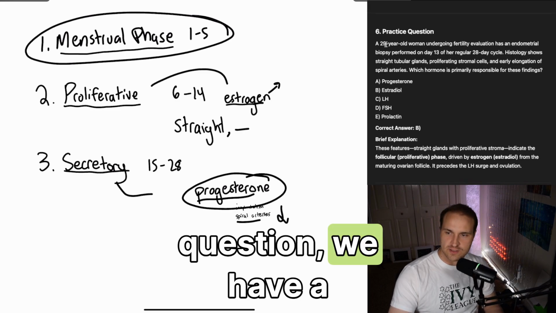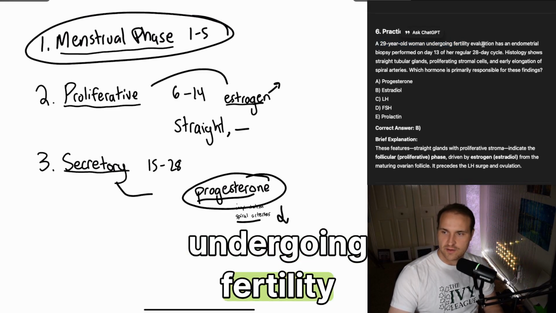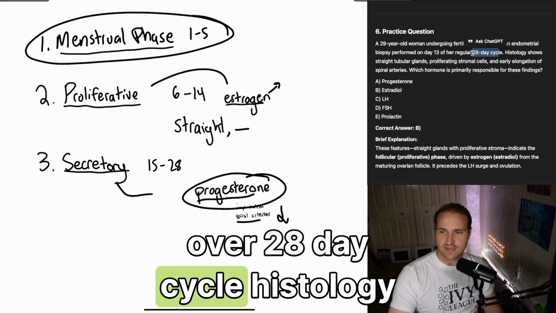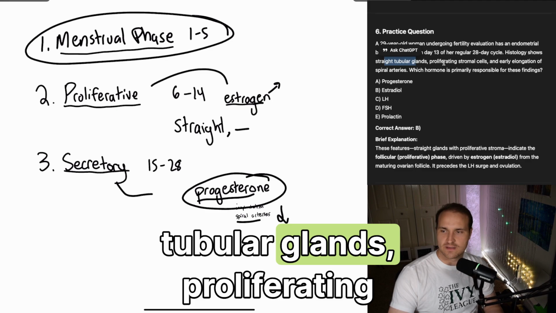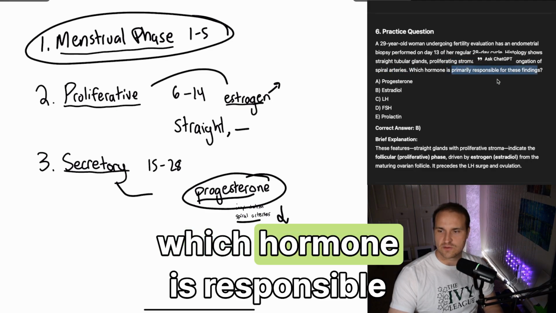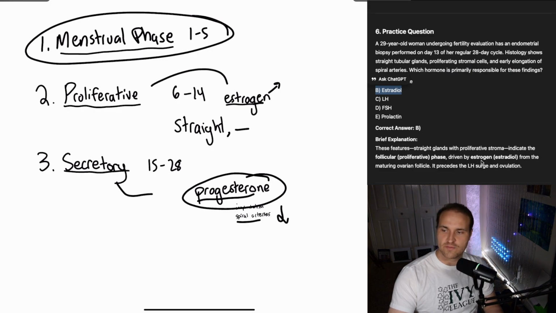So in our practice question, we have a 29-year-old woman undergoing fertility evaluation with an endometrial biopsy performed on day 13 of her 28-day cycle. Histology shows straight tubular glands, proliferating stromal cells, and early elongation of spiral arteries. Which hormone is responsible? Estradiol. It's driven by estrogen from the maturing ovarian follicle.